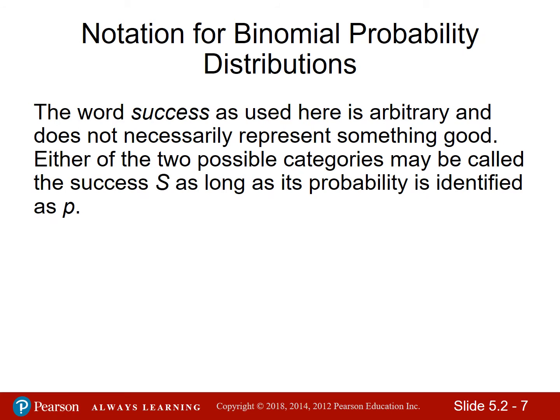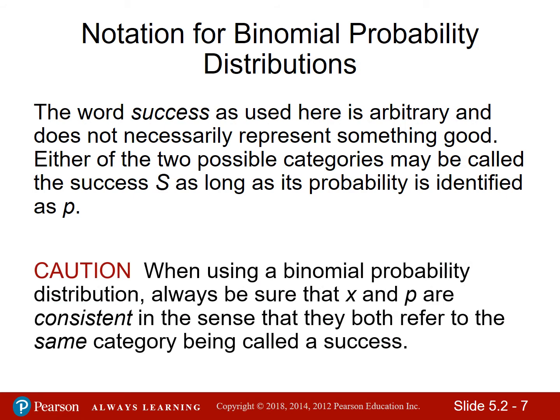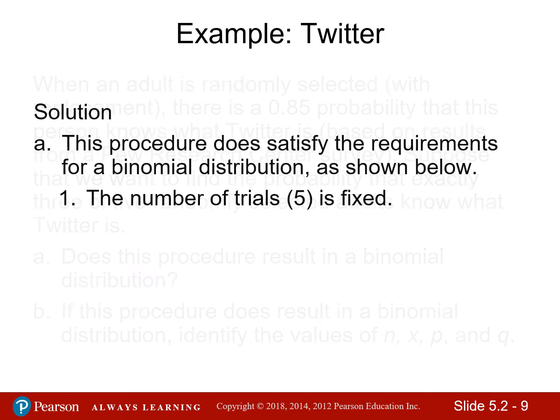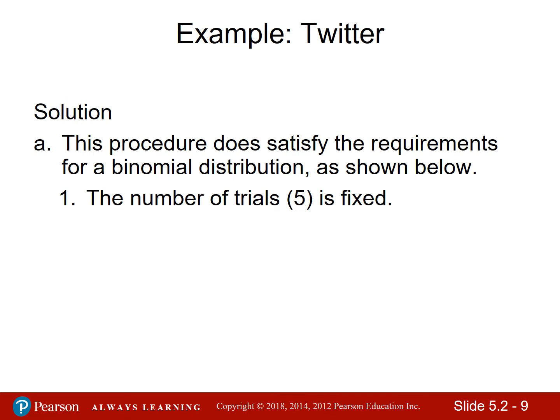Okay, so success does not mean it's bad or good. The number of trials, 5, is fixed. It says, suppose that we want to find the probability that exactly 3 of 5 randomly selected adults know what today is. So the total number of adults is 5, but you are selecting 3 of them, which is one of the first requirements.